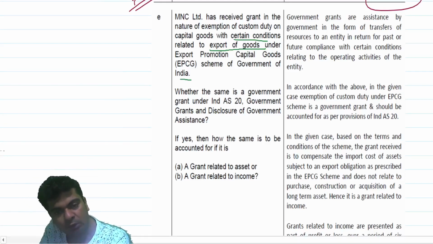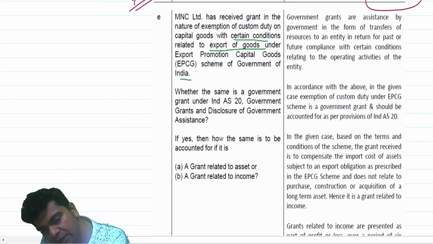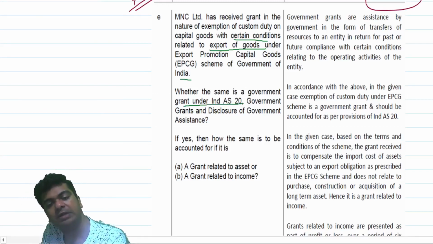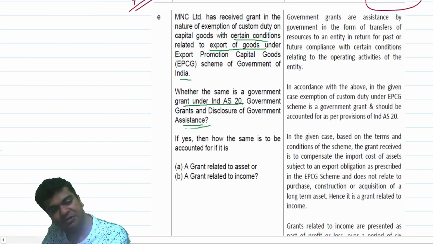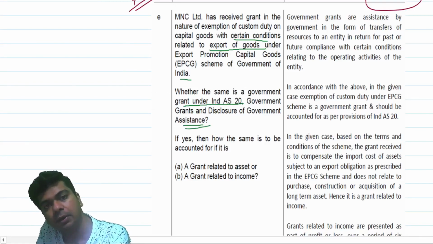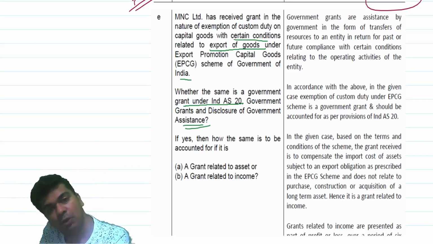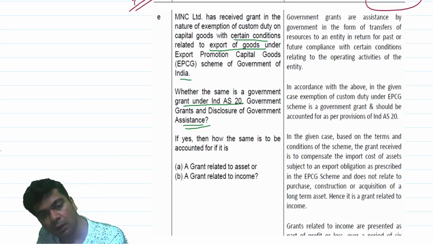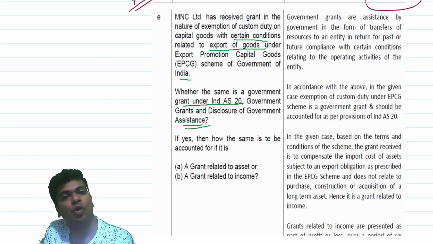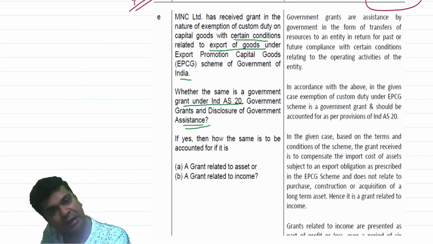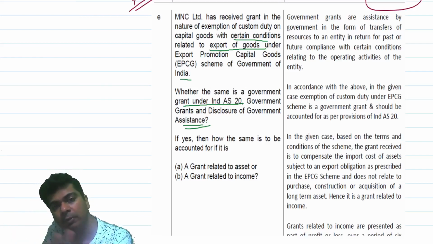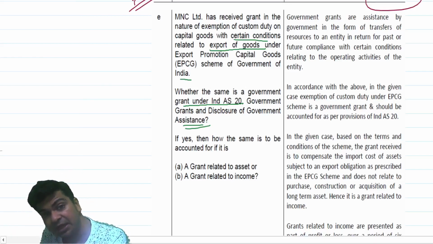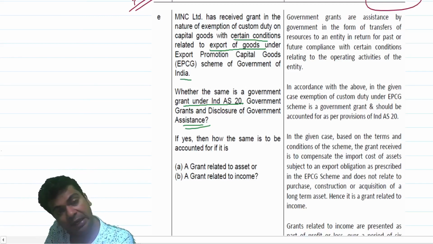Okay. Now they are saying whether the same is a government grant under Ind AS 20, government grants and disclosure of government assistance. That's the first question. Is this a government grant? We understand government grant as assistance that you are receiving from the government. Right? This exemption that you are getting from customs duty is definitely one form of assistance that you are getting from the government.